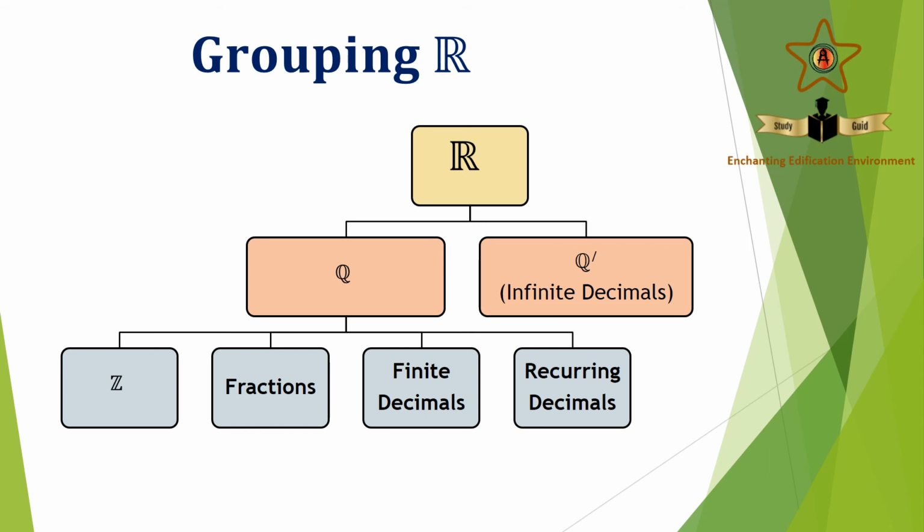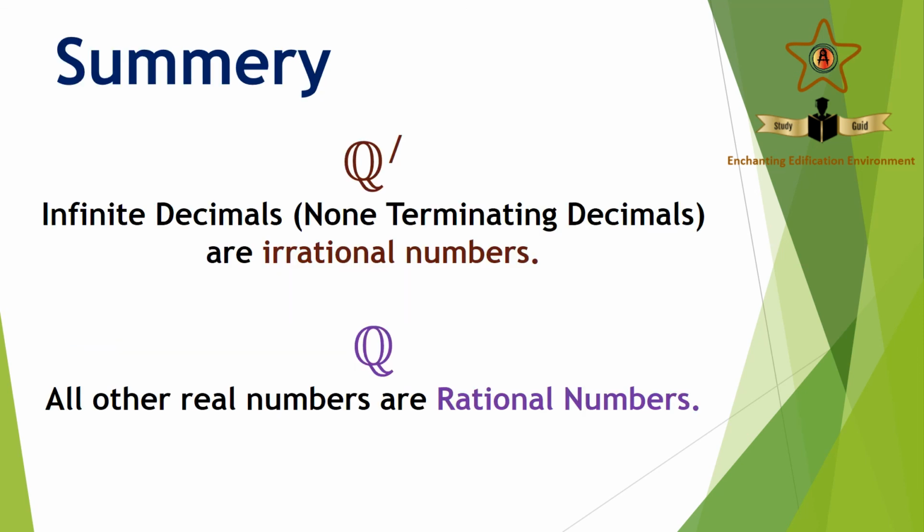Now we are grouping the set R. The set R can be first divided into two categories, that is rational numbers and irrational numbers. Now we know irrational numbers are infinite decimals. So rational numbers will have further classifications, that is we can divide them into whole numbers, fractions, finite decimals as well as recurring decimals.